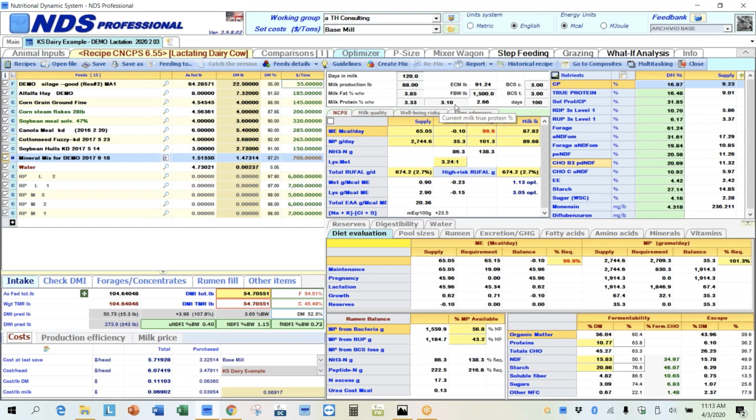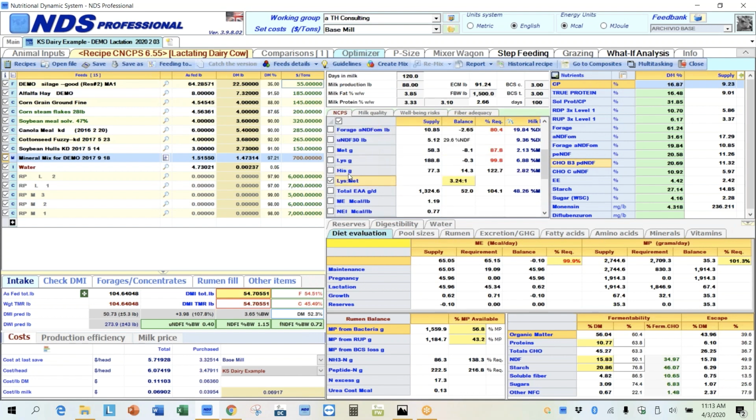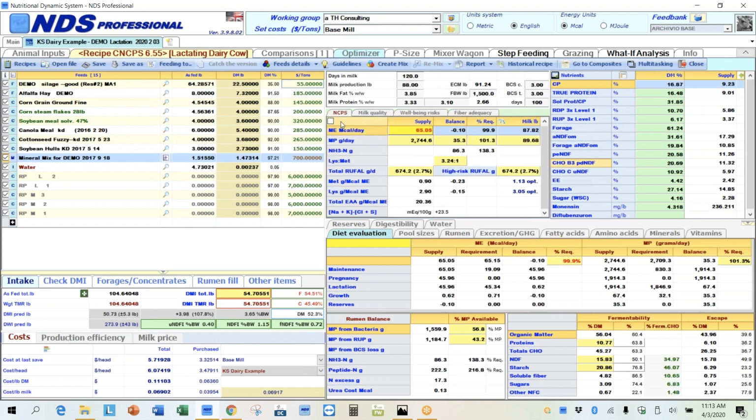What we'd like to do is investigate trying to feed amino acids and how we might balance the amino acids in this area here. You can see that instead of just the grams of methionine and lysine that would be listed here, what I've chosen down here is looking at the grams of methionine per megacal of energy and lysine grams per megacal of energy, and that's the most current methodology used in CNCPS.